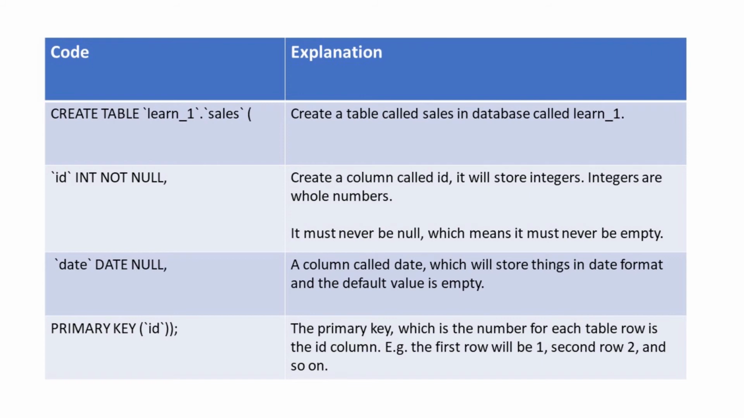Finally, the last row is to say which column is the primary key. The primary key is the one we put basically to say what number the table row is. So for example, row 1, row 2, row 3, and so on. And we've put here that the primary key is the column called ID. This is the column set up in row 2 of this table.